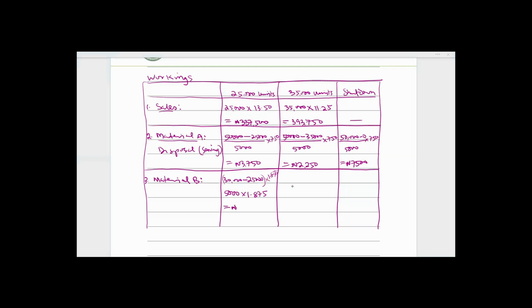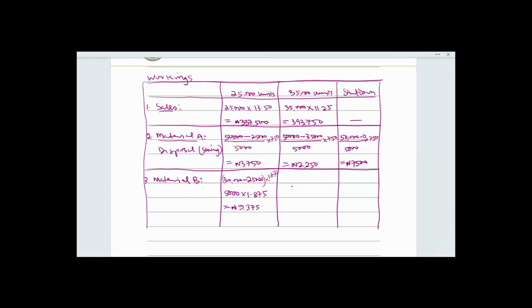So I will say 5,000 multiplied by 1.875 equals 9,375. So that's a saving of 9,375 naira for option 1. That's a saving. Then let's go to option 2.